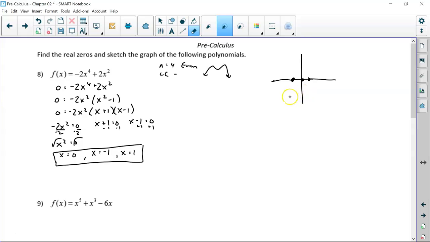And what's going to happen? It's going to start down here, go up, turn, bounce, back up, and then down again. That's what the graph is going to look like. You can sketch that on your calculators, and you'll see one of the turning points is right on the x-axis. We'll be talking more about that as we go through this.